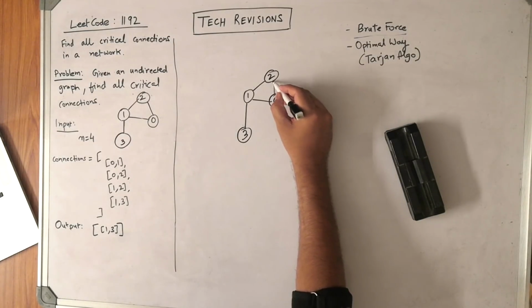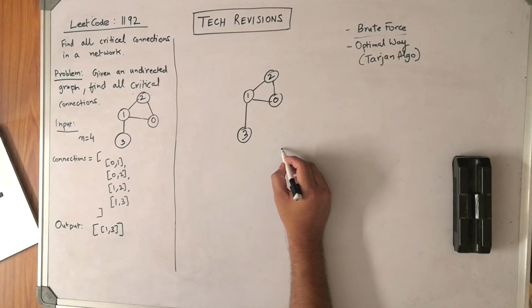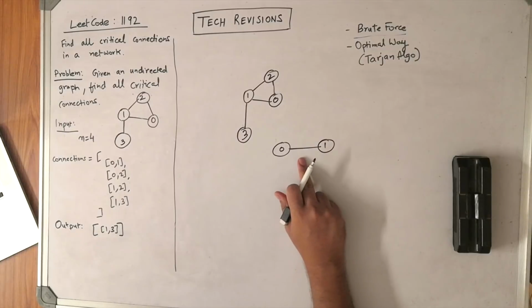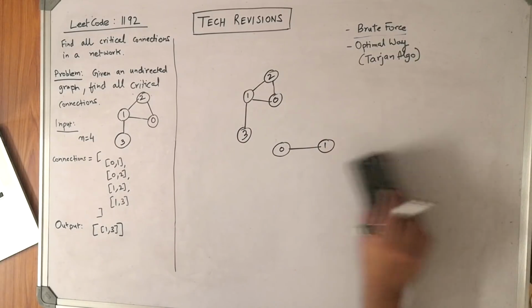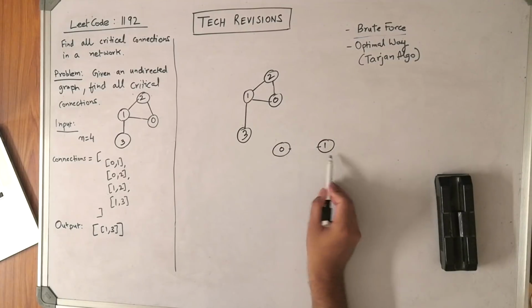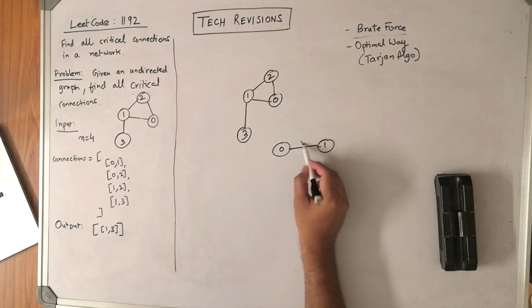Let's quickly look at some other, simpler examples as well. Suppose you have just 2 nodes in the system, connected with a single edge. Is this edge a critical connection? Very simple, just remove it. Does it divide the graph into 2 parts? Yes. Now you have 2 distinct parts which are not connected, and hence this is a critical connection.